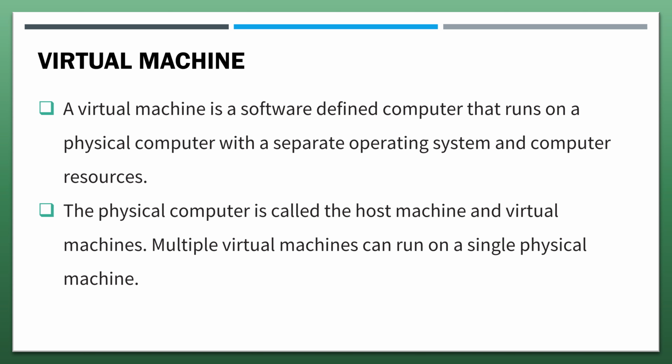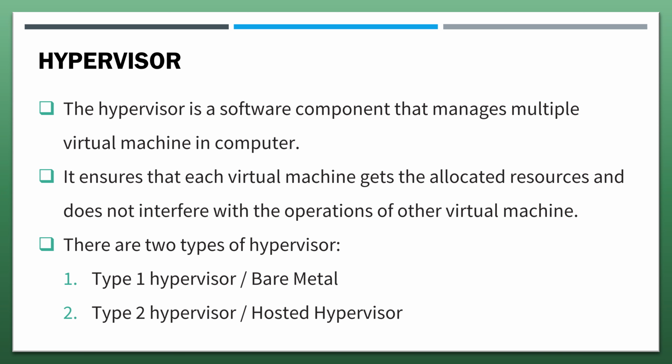A virtual machine is a software-defined computer that runs on a physical computer with a separate operating system and computer resources. The physical computer is called the host machine and virtual machines. Multiple virtual machines can run on a single physical machine. After virtual machine, we are ready to learn about hypervisor.